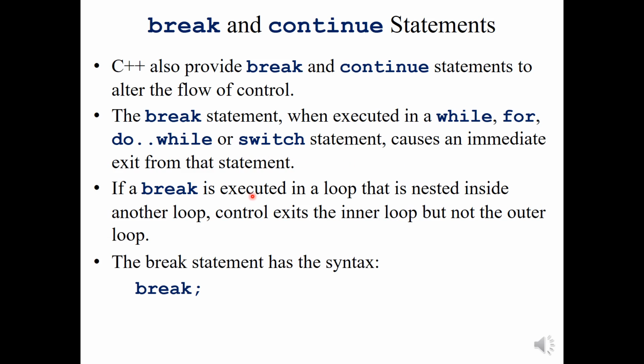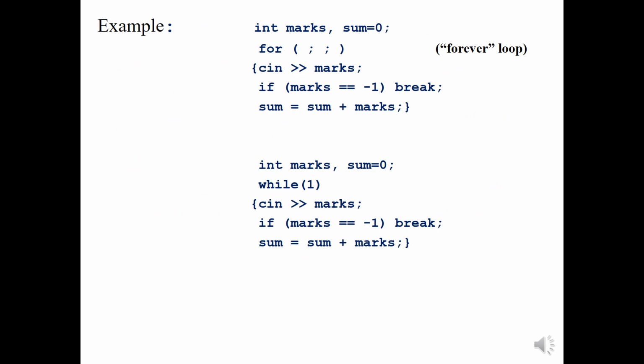If the break is executed in a loop which is nested inside another loop, then the control will exit the inner loop but not the outer loop. Break only works for that particular part of the statement body where it is located within those curly brackets. The syntax is straightforward, just break and a semicolon. Similarly, continue has the same syntax, continue and a semicolon.